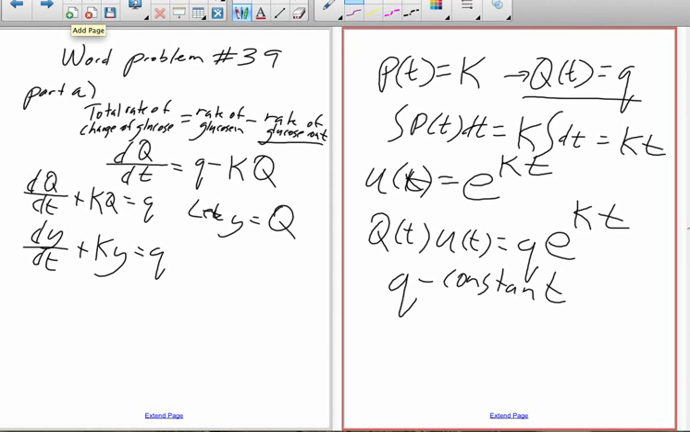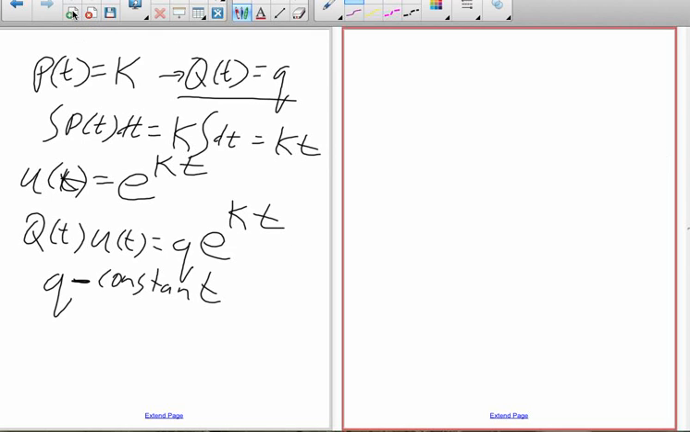Q is the rate at which glucose is being put in on the IV, and you sure hope that's a constant, that they're not changing, that this doesn't change with time. Okay, so now we're ready to go in and plug in what we got. So y, no wait, first we need to integrate. Got ahead of myself.